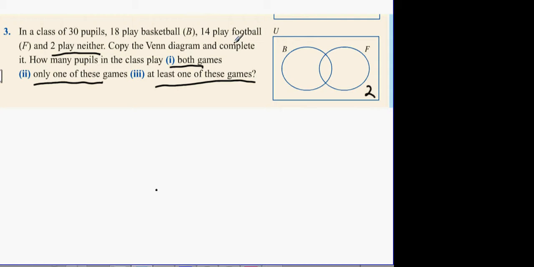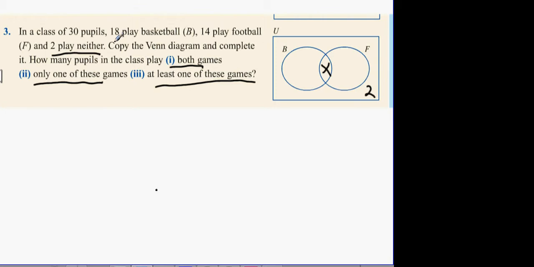If you don't know how many people play both, what can you do? You add up the 18 and 14. There's another way of doing that. Yes? You use X in the middle. That's a good answer, Luca. Because you don't know how many people play both, you put X in the middle.